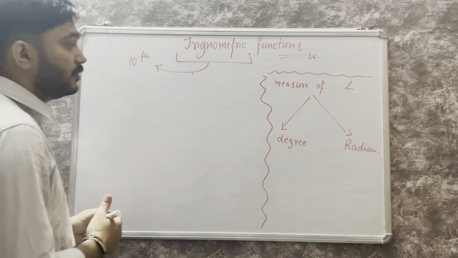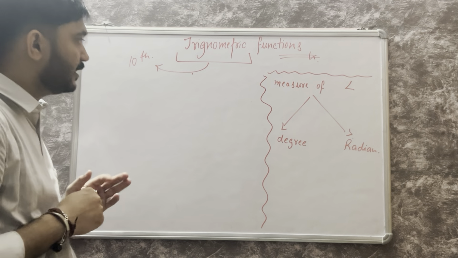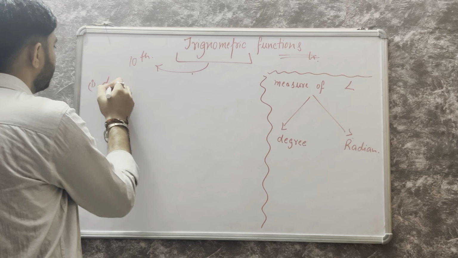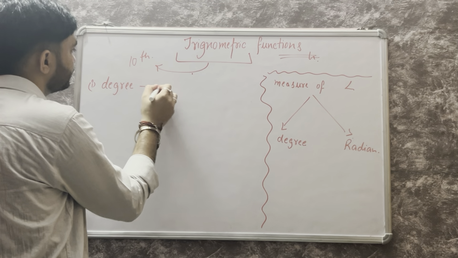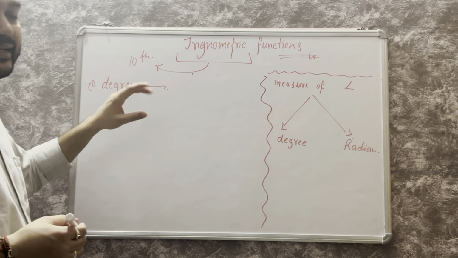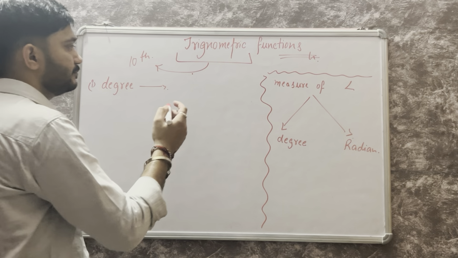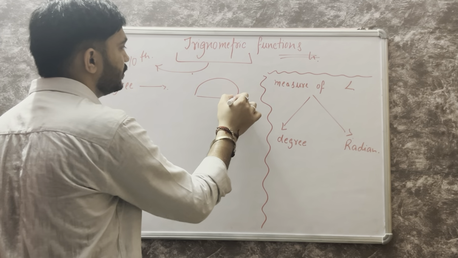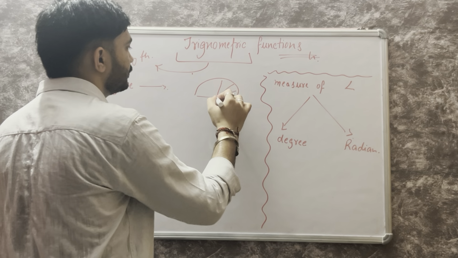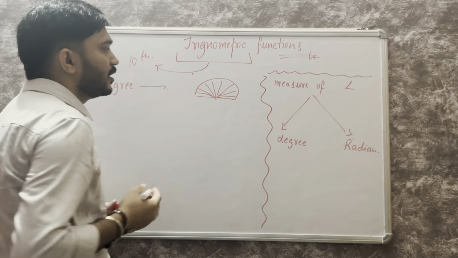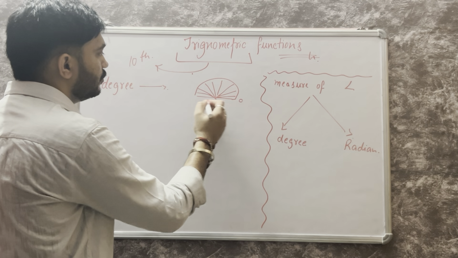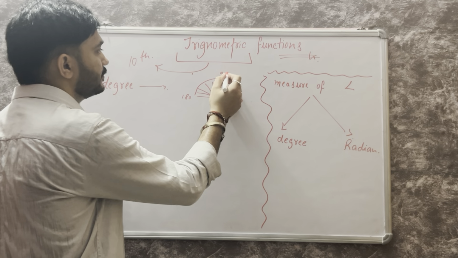Now let us enhance our knowledge on degree and radians. What are these and how are we going to use them? Firstly, we shall know about what is degree. Degree is a way to measure any angle, where you can measure any angle between 0 to 180 degree. This is 0, 180, this is 90.